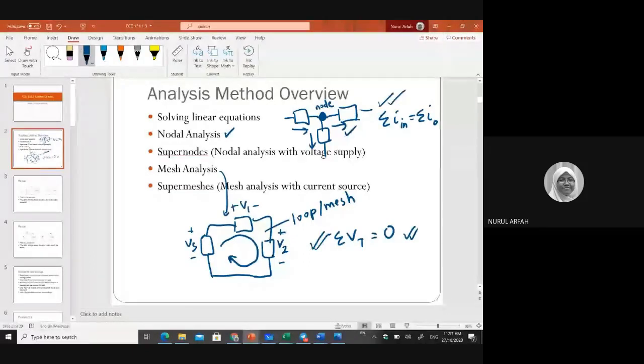And then under both, they have what we call super. You just put the name super in front: super node and super mesh. And what does it involve? For nodal, it involves a voltage supply. For mesh, it involves a current source.